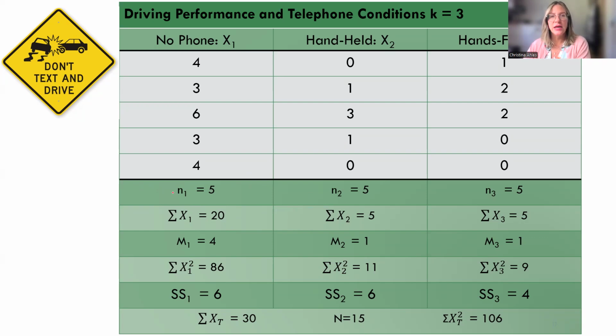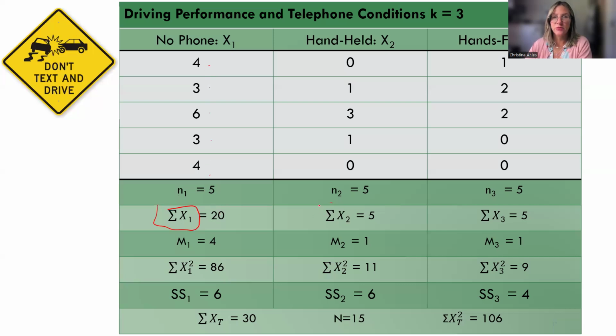As you can see, we need the sample size for each group. We need the sum of X for each group. For example, the sum of X for group 1, if we went 4 plus 3 plus 6 plus 3 plus 4, equals 20.